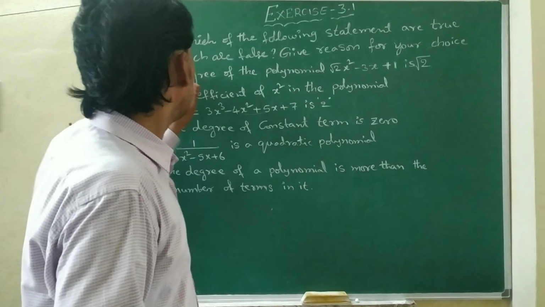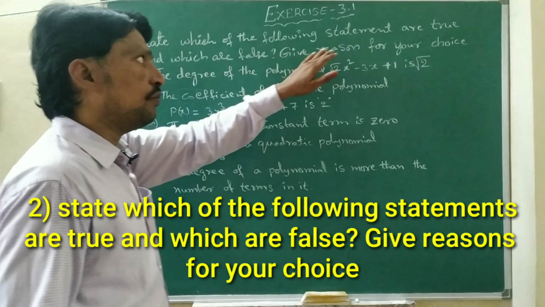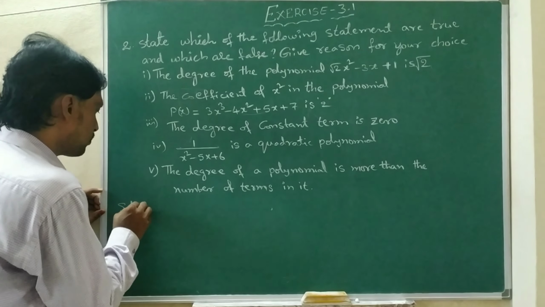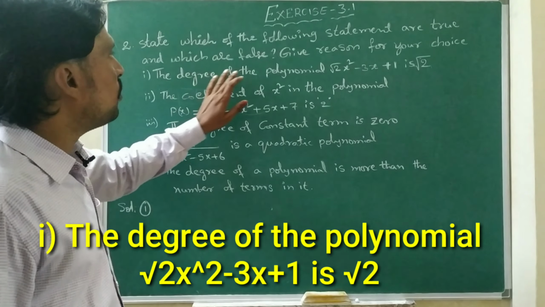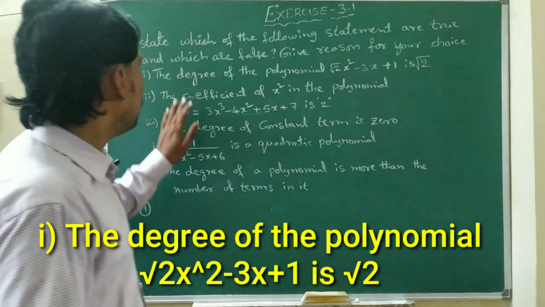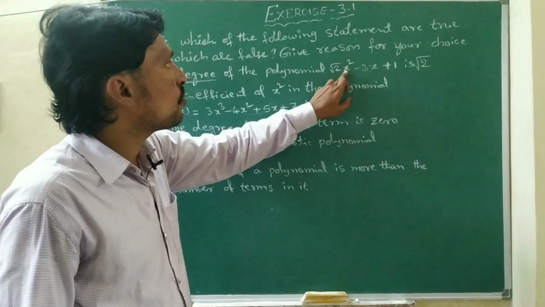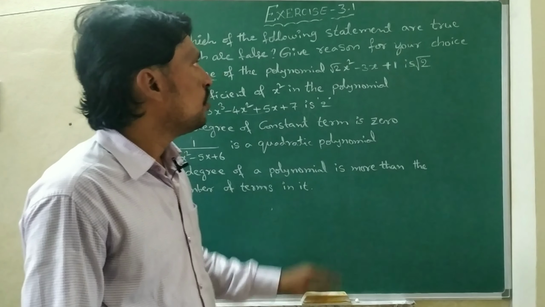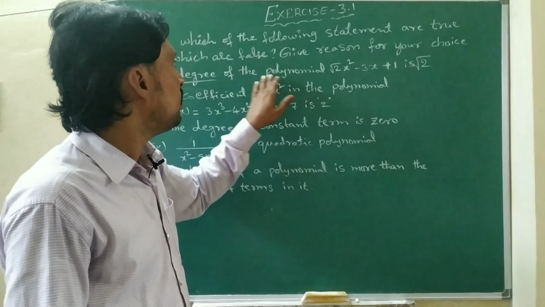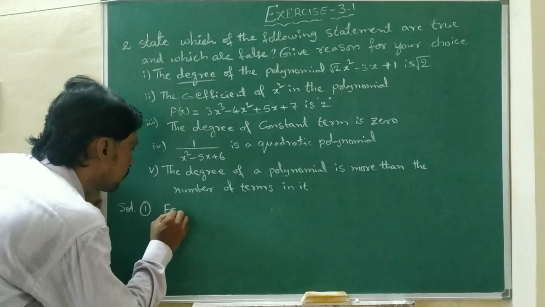Question number 2. State which of the following statements are true and which are false. Give reasons for your choice. So in that, the first one: the degree of the polynomial root 2x square minus 3x plus 1 is root 2. Here root 2 is the coefficient of x square. But here the degree of the polynomial is given as root 2. Means the statement is false.